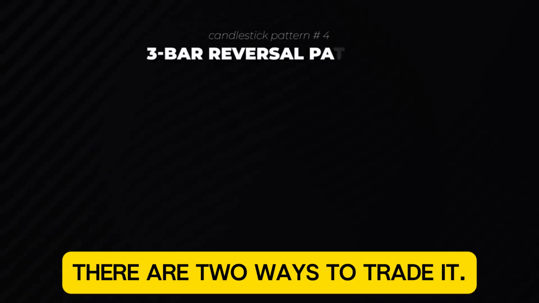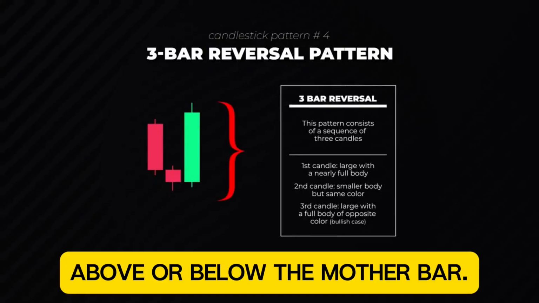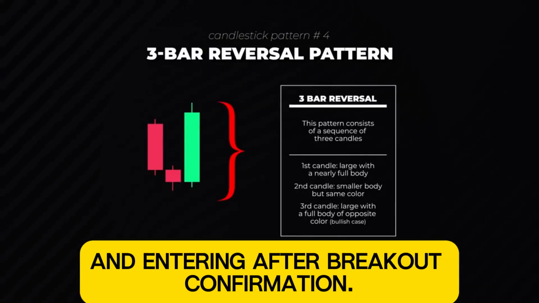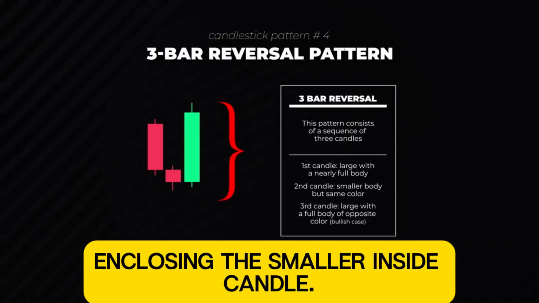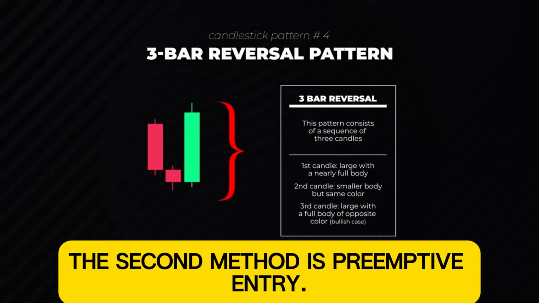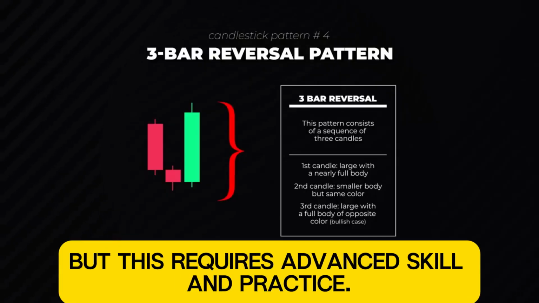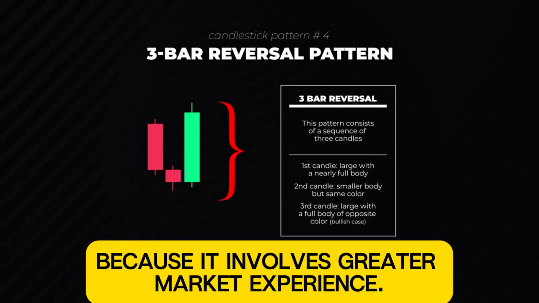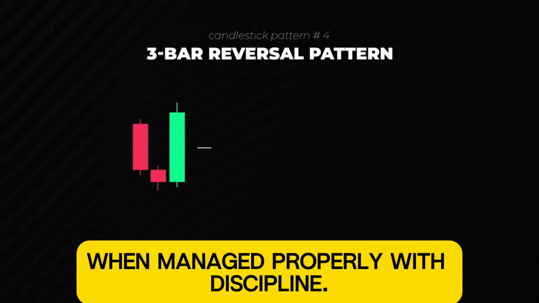There are 2 ways to trade it. One method is waiting for a breakout, above or below the mother bar, and entering after breakout confirmation. The mother bar is the first candle, enclosing the smaller inside candle. The second method is preemptive entry, anticipating the breakout direction early. But this requires advanced skill and practice, because it involves greater market experience. Breakout trades usually have excellent reward to risk when managed properly with discipline.